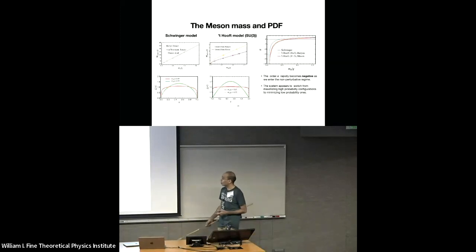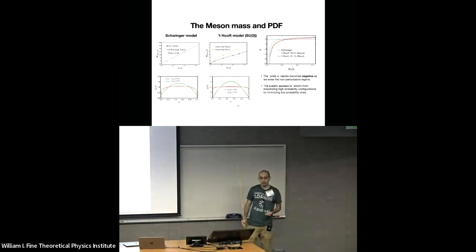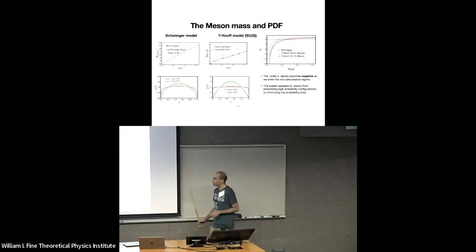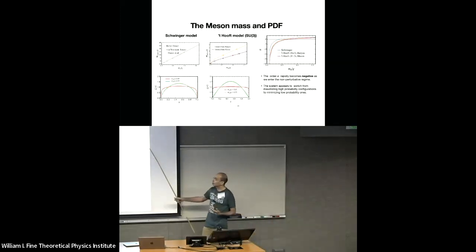What is peculiar is that if I now plot my variational parameter as a function of the coupling, then as expected in the large mass limit, it goes to 1. So I'm recovering a thermal description in the large mass limit. But what you see here is that as I enter the non-perturbative regime, alpha becomes negative. That is really something peculiar, because Rényi entropy is usually defined only for positive alpha. What we think statistically is happening is that the normalization parameter T also switches sign with alpha. And what the system appears to be doing in this case is switching from maximizing the high probability configurations to minimizing the low probability ones as I go from positive to negative alpha.